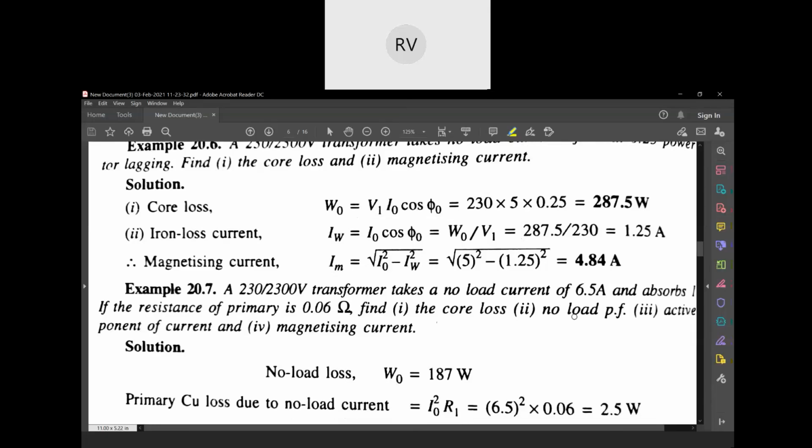In a similar manner, we need to calculate the iron loss current, which is nothing but IW is equal to I naught into cos phi naught. You can just directly multiply I naught into cos phi naught and you'll get 1.25 amperes. And then whatever we have done in the previous problem, Im is equal to root of I naught square minus IW square, which gives us the Im value as 4.84 amperes.